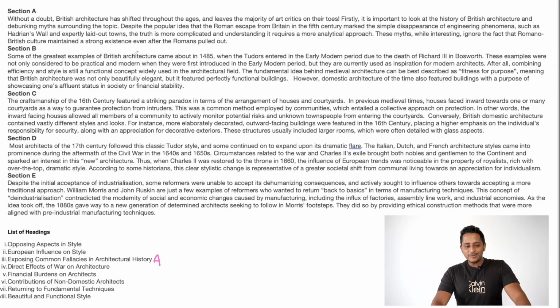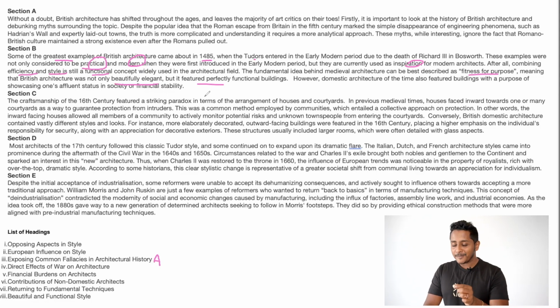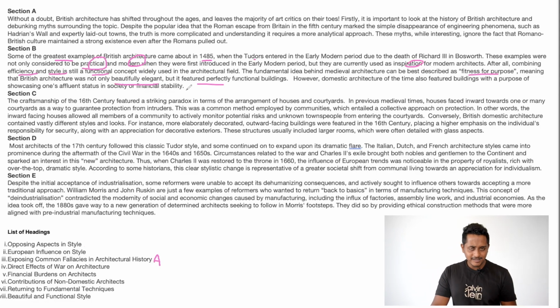Some of the greatest examples of British architecture came about in the 14th. So they're talking about examples. Tudors, these examples were not only considered practical and modern, they are inspiration. Combining efficiency and style is a functional concept. The fundamental idea behind fitness for purpose, meaning that they were not only beautiful but functional. Don't you think it's talking about examples? Entire paragraph. See, I'm not reading letter by letter. I read this probably in 10 seconds. Understand the main summary. I squeezed the summary. It's like eating a mango.